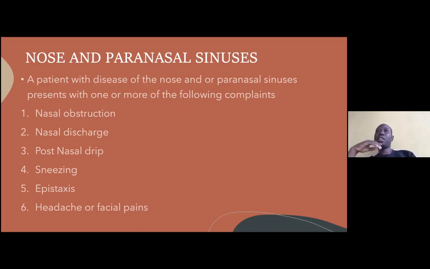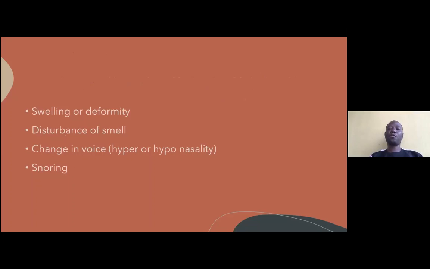Postnasal drip is when the patient sits down, the patient feels some fluid trickling back into the throat. That's postnasal drip. It's always a sign of sinus infection, especially the ethmoid sinus. There could be sneezing, epistaxis. Epistaxis is virtually bleeding from inside of the nose. That's epistaxis. Headache or facial pain. Usually for sinus problems, they usually have a lot of headache or facial pains. There could be swelling or deformity of the nose.